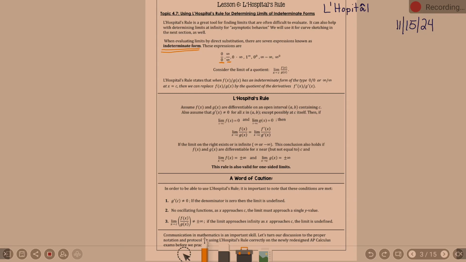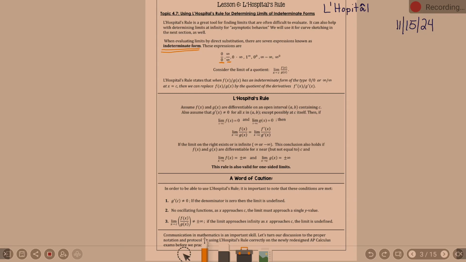Now, when direct substitution failed, maybe we needed to factor and something could cancel. Maybe we could write it in a different form. There were ways to get around it on the types of problems we looked at then. But there are some types of problems where L'Hopital's rule would help us get around it. So 0 over 0 and infinity over infinity are your most common ones. You'll also see 0 times infinity, 1 to the power of infinity, 0 to the 0, infinity minus infinity, and infinity to the 0.